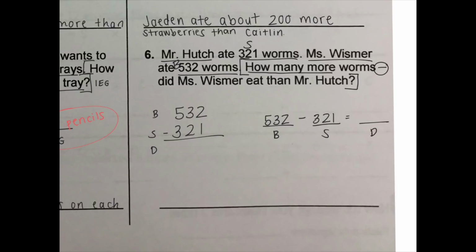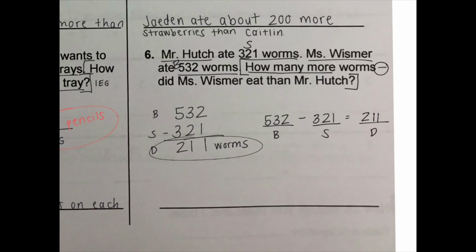I'm going to do the actual problem. So 2 minus 1 is 1, 3 minus 2 is 1, and 5 minus 3 is 2 to get 211. If you did it in your calculator, you would just go ahead and write here, 211. 211 what? 211 worms. Lovely.